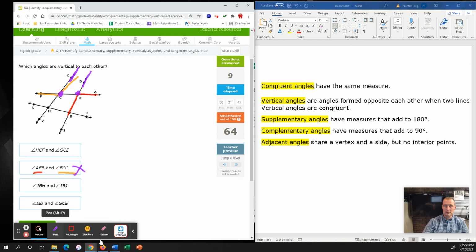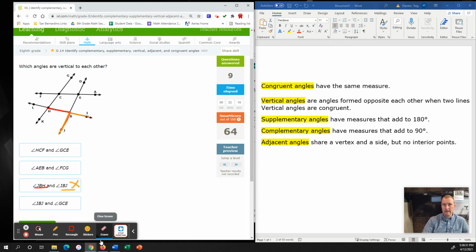All right. Let's clear the screen. Let's go to the third one. All right. JBH. And they're saying that's vertical to IBJ. No, so IBJ is supplementary to JBH. These are supplementary angles, the third one, but they're not vertical angles. So therefore it doesn't work.